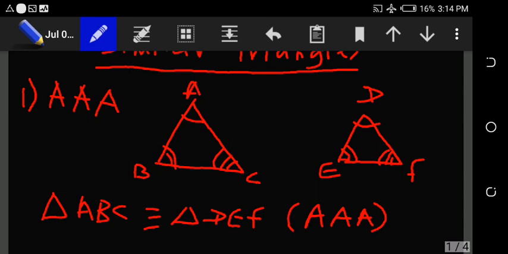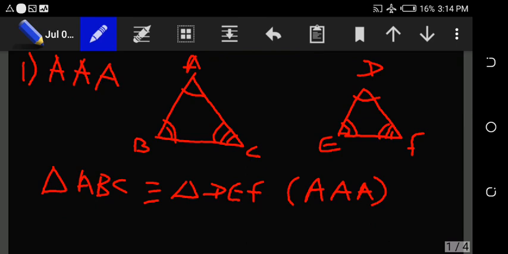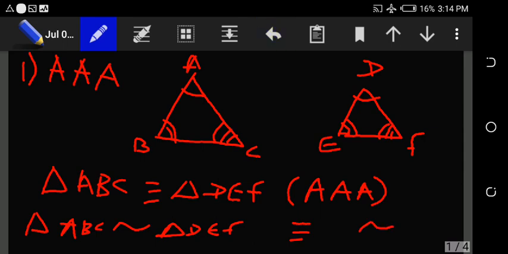In some other textbooks, you see them write similarity like this: triangle ABC is similar to triangle DEF. Either way, whether you use this sign to show congruence or this, it is still the same thing. So that is the first case, the first test of similarity. When the two triangles have all three sides equal, then we say that they are similar triangles.